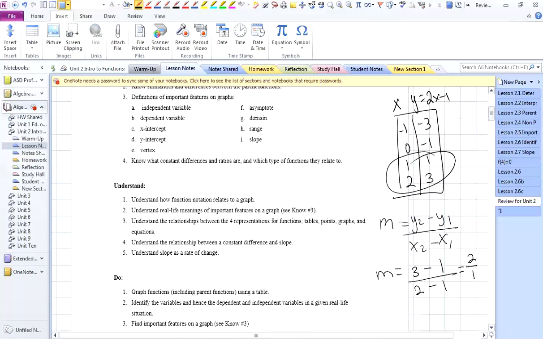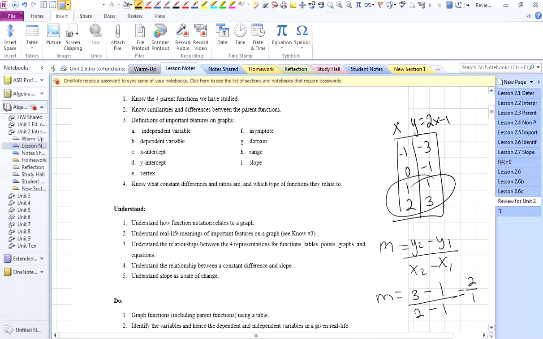Okay, so now let's look at the constant difference ratios. Let's find the change in the x's in the table. What are those changes between the x's? It's adding 1 each time. Plus 1, plus 1, plus 1. Now let's find the change in the y's. Plus 2, plus 2, plus 2.